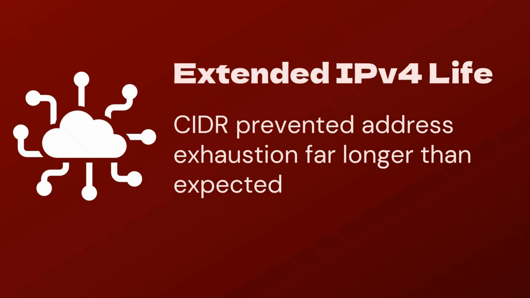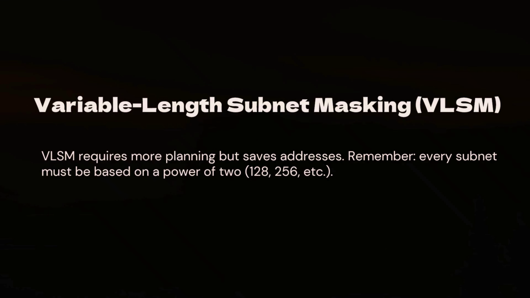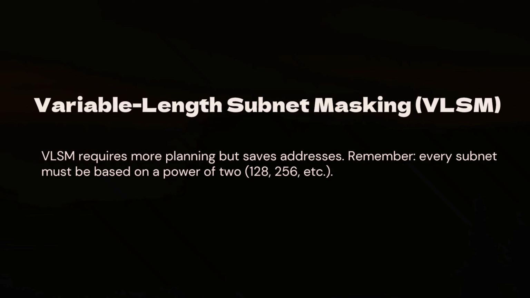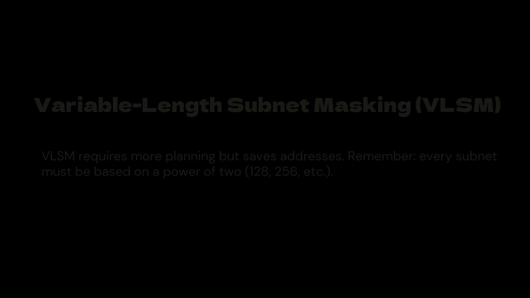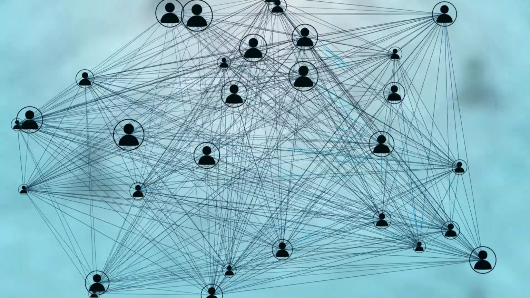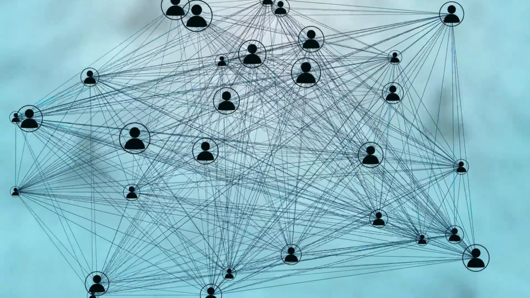Now, CIDR made subnetting more flexible, but even with CIDR, you could still waste addresses if you're not careful. The simplest way to subnet is the fixed length subnet mask, or FLSM. FLSM divides a network into multiple subnets of equal size. For example, if you start with 192.168.100.0/24, you could split it into two with a /25, giving each 128 addresses. Simple, but not always efficient.